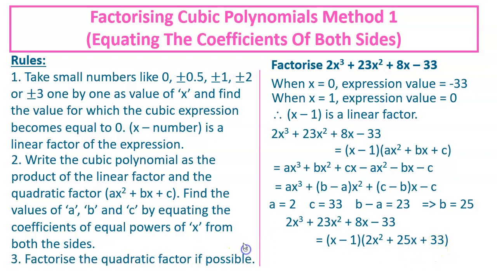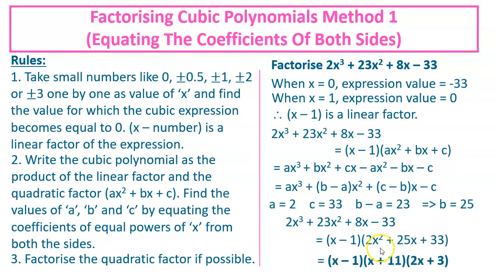And the next rule says factorize the quadratic factor if possible. Most probably you have seen that you cannot factorize every quadratic polynomial. So if possible, you factorize this quadratic part. In this case, this quadratic expression can be factorized, and you can factorize it using the middle term splitting method. In case you have any confusion or doubt with the method, you can watch my video. You have two videos on this method. You may watch both of them, for normal numbers and for large numbers.